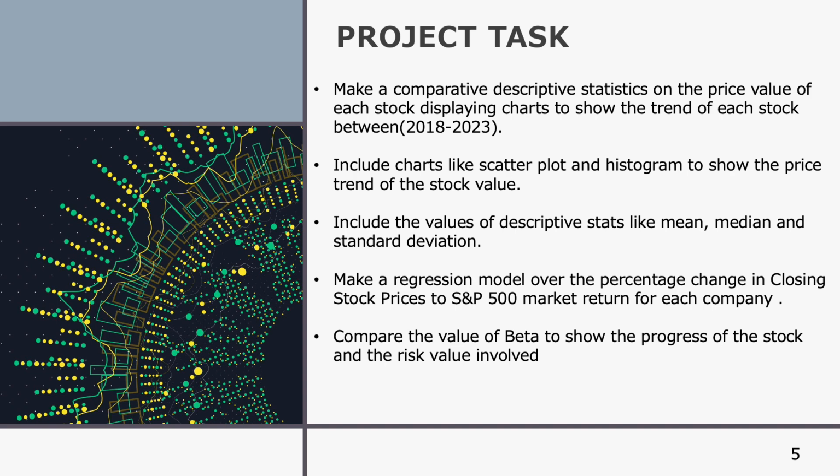The tasks that I am required to deliver on are to make a comparative descriptive statistics on the price value of each of the stocks and also display charts to show the trend. I'm also required to include charts like scatter plots and histograms, and to include my descriptive statistics values like the mean, median, and standard deviation in my histogram, and also to make a regression model of the percentage change in closing stock price to S&P 500 market return for each company, and then finally to compare the value of the beta to show the progress of the stock and the risk value involved.